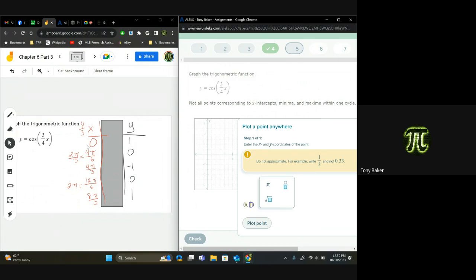So I got 0, 1. 2 pi over 3, 0. Pi over 3, negative 1. 2 pi, 0.